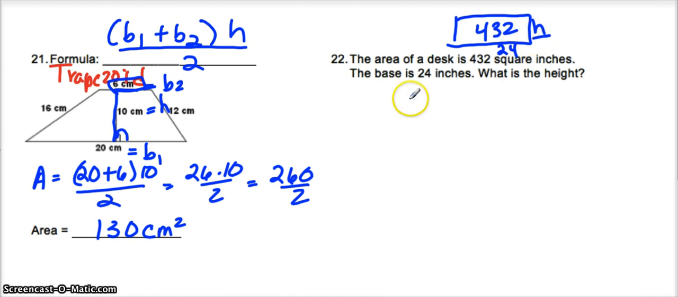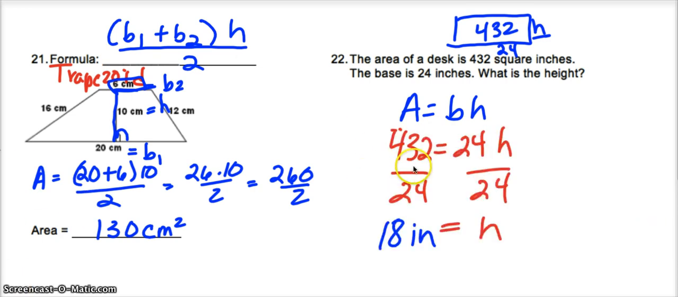So in order to do this, we're going to have to use our formula of base times height. We're going to need to substitute in what you know and then solve. 432 is the area. The base is 24, so 432 equals 24h. To solve for h, we'd have to divide by 24 on both sides, giving us 18 inches to be the height.